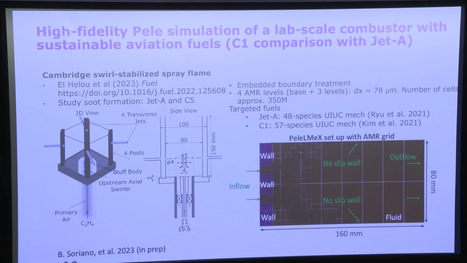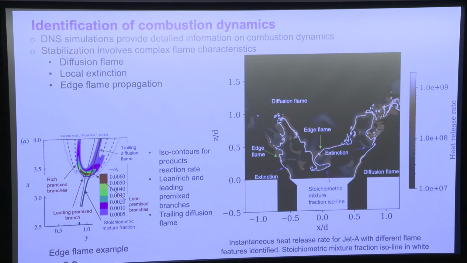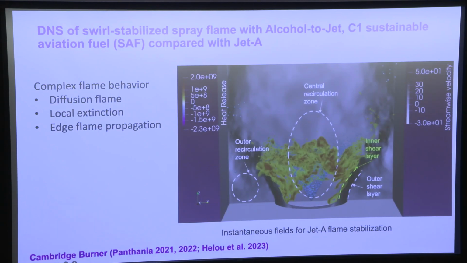The number of cells here is approximately 350 million. And this figure then, so what our objective then is to look at the complex coupling of this complicated flow field in this swirl-stabilized bluff body spray flame. And we're focused on the diffusion flame combustion, and local extinction occurring, and then reignition of those local extinction regions by either autoignition or edge flame propagation.